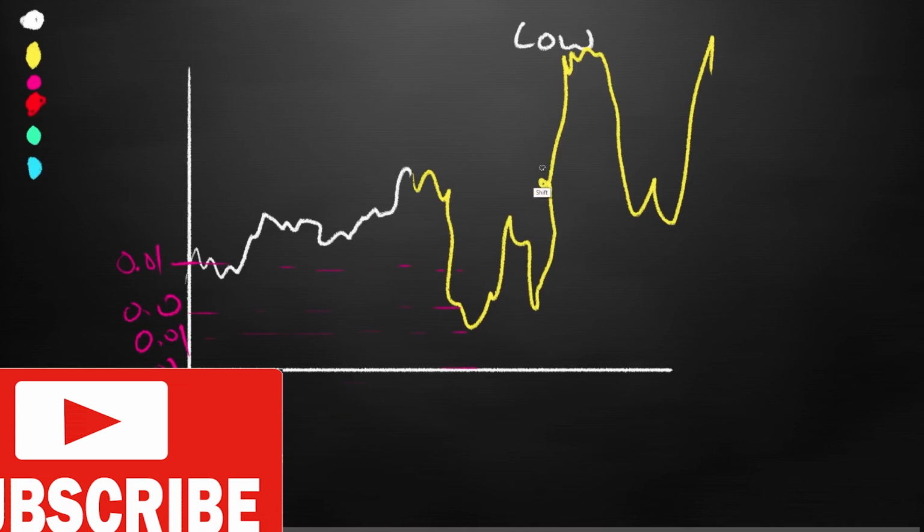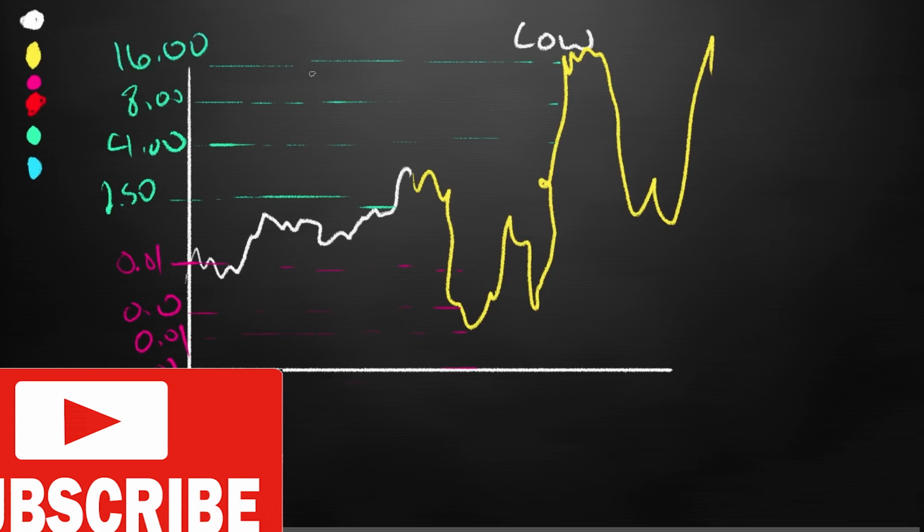So let's say when we bought it right here, it was worth $250. When it swings up here, it'll be worth $400. When it swings up here, it'll be worth $800. When it swings up here, it's worth a whopping $1,600.